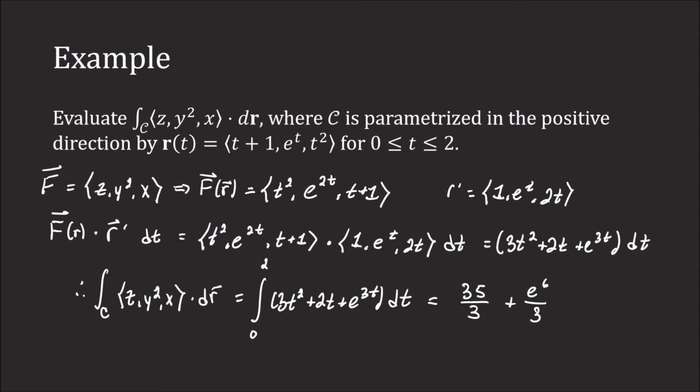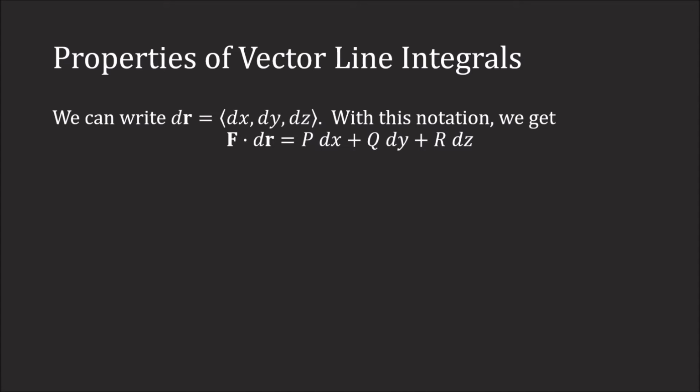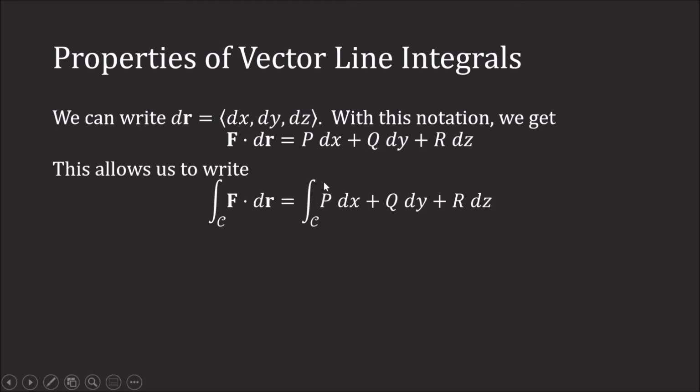Let's look at some properties. Now we can write dr as dx, dy, dz. So with this notation, we can write f dot dr as p dx plus q dy plus r dz. This would allow us to rewrite the line integral as the integral along c of p dx plus q dy plus r dz. So you can see either of these two forms.